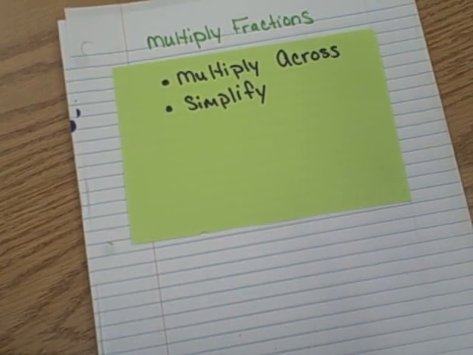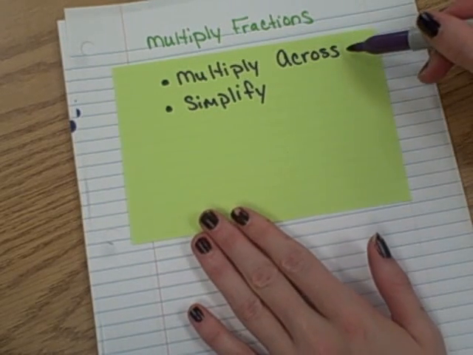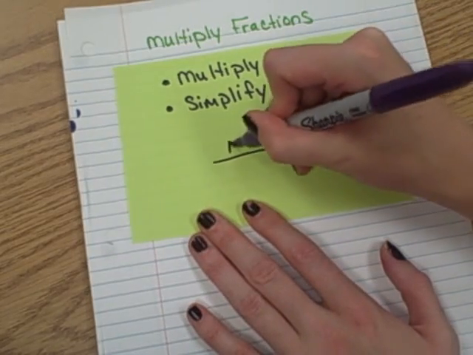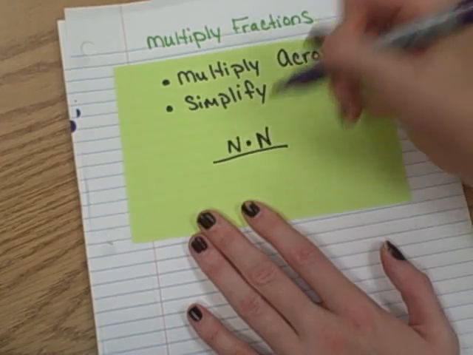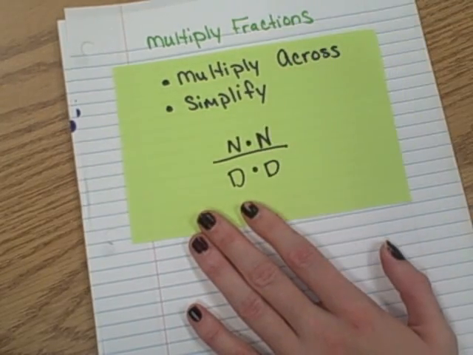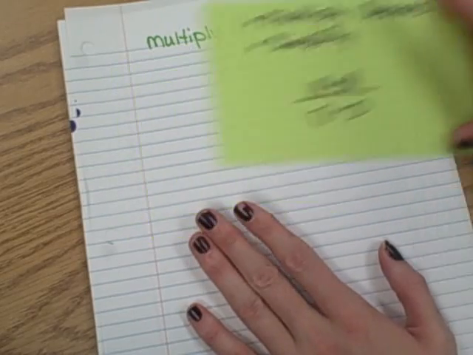This mini lesson is going to be on multiplying fractions. This is the easiest operation we have with fractions. You simply just multiply straight across and then you simplify. So basically what you're going to have is your numerators times together over your denominators times together. Going straight across and then simplifying.